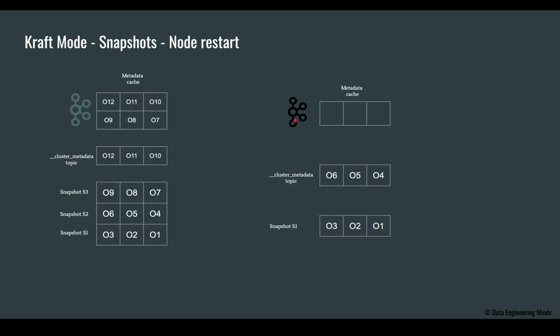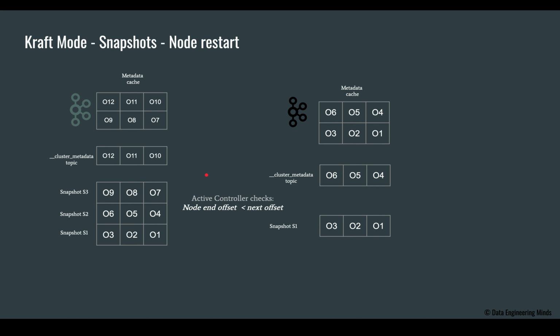So this node, after the restart, will first load its recent snapshot into its metadata cache. And after this, the node will load all the data contained inside the metadata replica into its metadata cache. Then the node will make a fetch request to the active controller for all the new metadata contained inside the leader partition. Now the active controller will find out that the start offset of the leader partition is greater than the offset required by this node, because this node now requires the metadata starting from offset number 7.